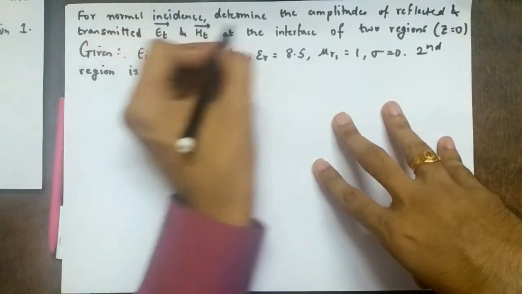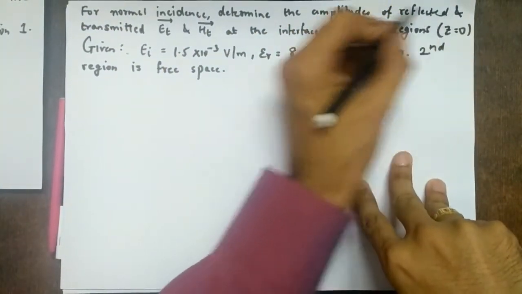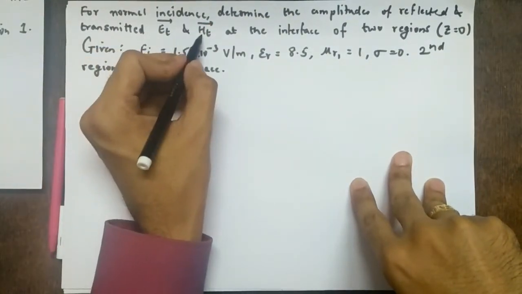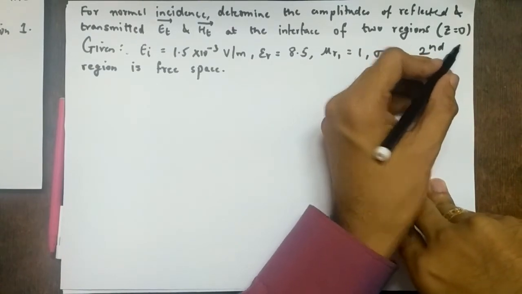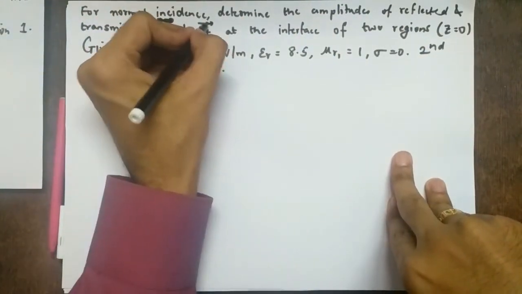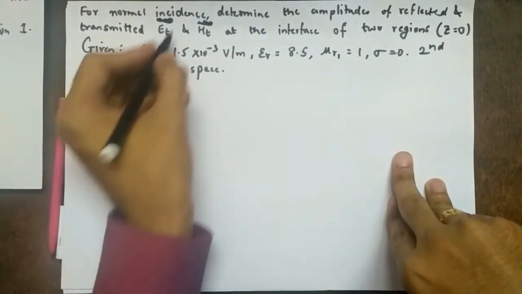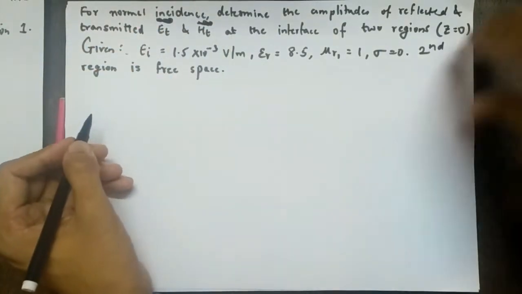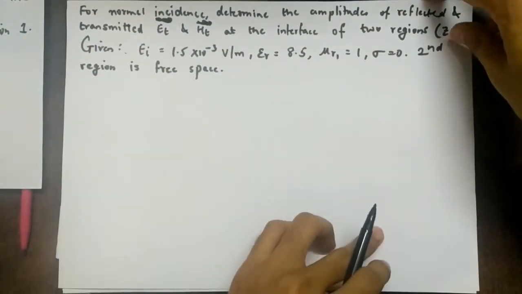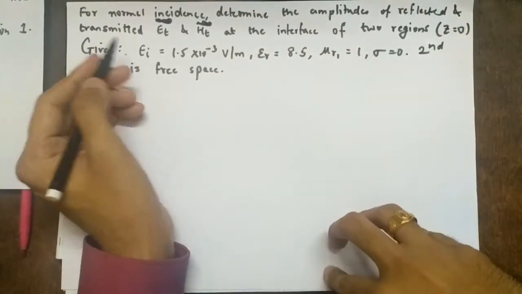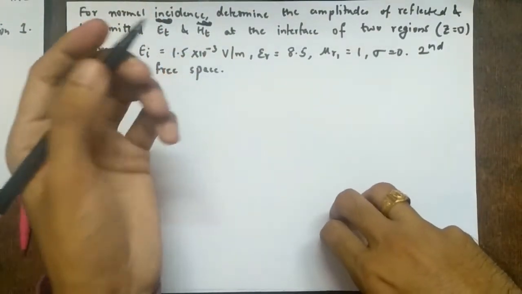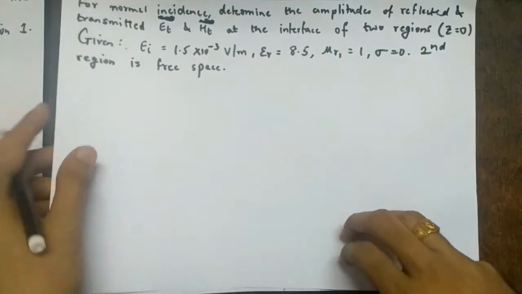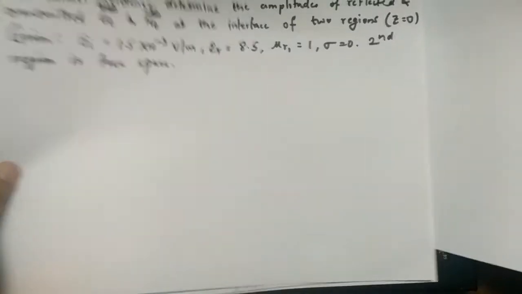For normal incidence, determine the amplitudes of reflected and transmitted ET vector and HT vector at the interface of two regions, Z equal to 0. Okay. This cannot be vectors because they have not given vectors, right? So we cannot find the vectors. We can find the magnitude only. So you might say, sir, vectors are not given. How to solve this? In fact, it is simple, right? If vectors are not given, they have just given magnitude. So you don't have to think about the directions and polarities. You just have to use those.